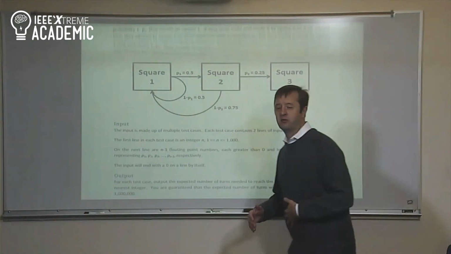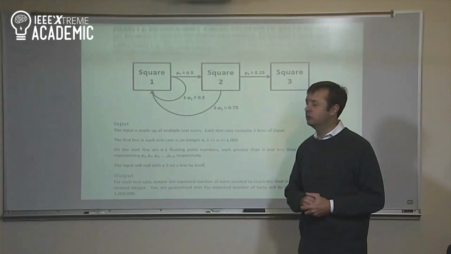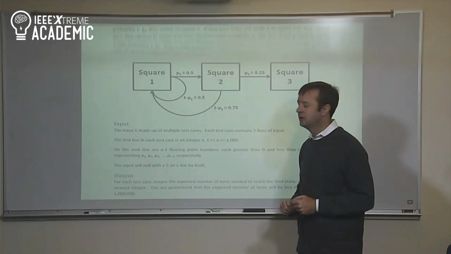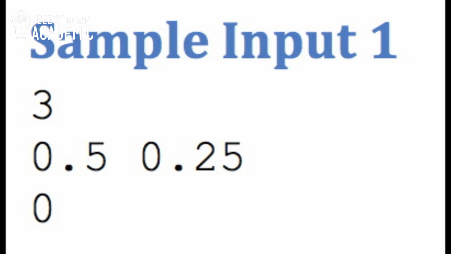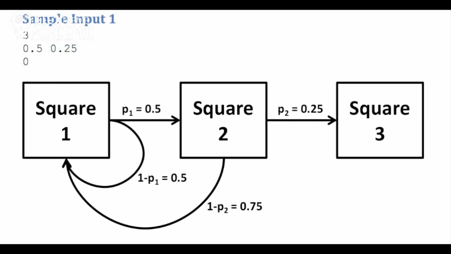So I assume that you've read the problem and the specification of the input. Let's take a look at the sample input. For the sample input, the first problem that you're given, we are told that there are going to be 3 squares. So the first number is the 3, the number of squares. The next line describes the transition probabilities. The probability of transitioning from square 1 to square 2 is 0.5, and the probability of transitioning from square 2 to square 3 is 0.25. This exactly corresponds to the example diagram in the problem.